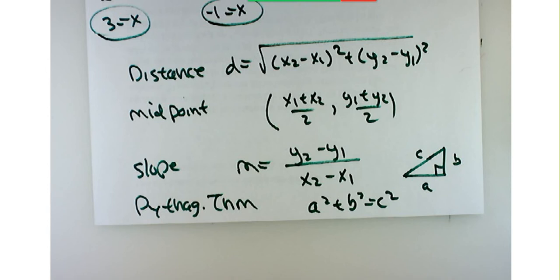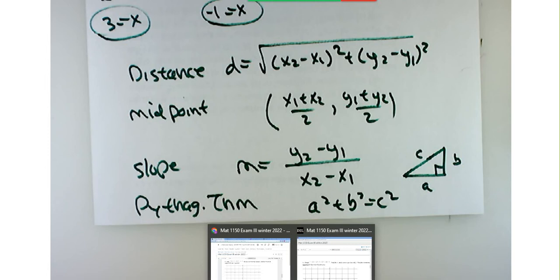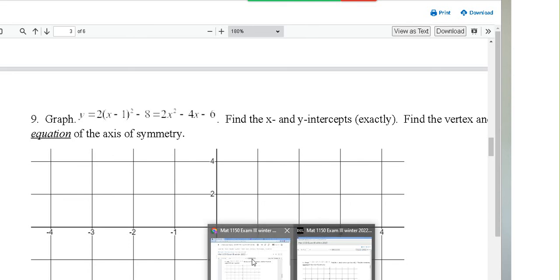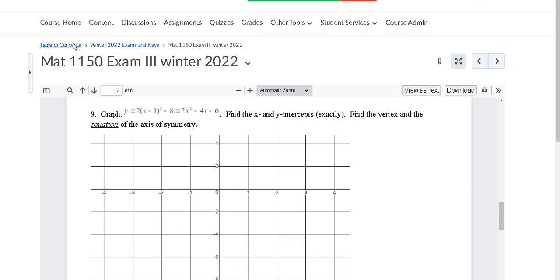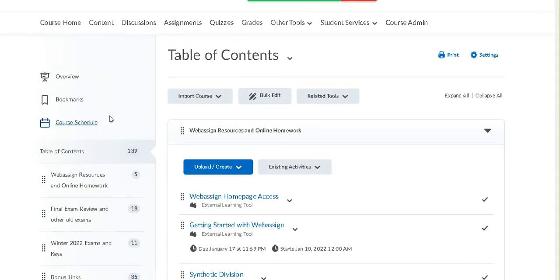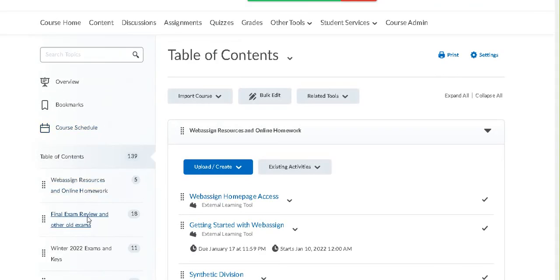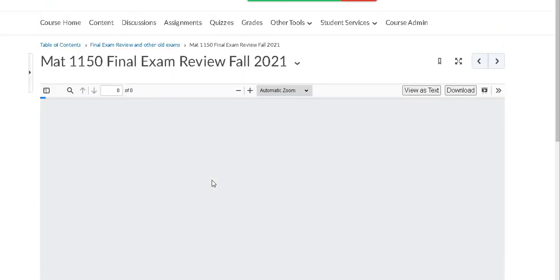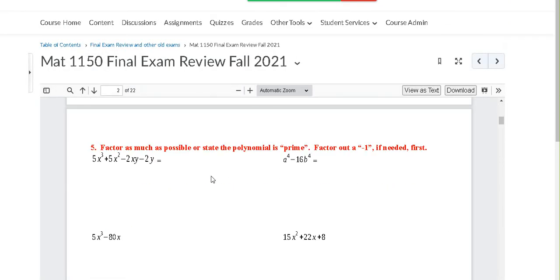Oh, one last comment. Something that everyone really struggles with, and I don't think it's fun for either of us, but it is something that I would suggest you're comfortable with, and that'd be factoring. If you look back, let's see here, table of contents, final exam review. There should be a whole page of factoring problems. Yeah, right here. So let me kind of zoom out on this a little bit.